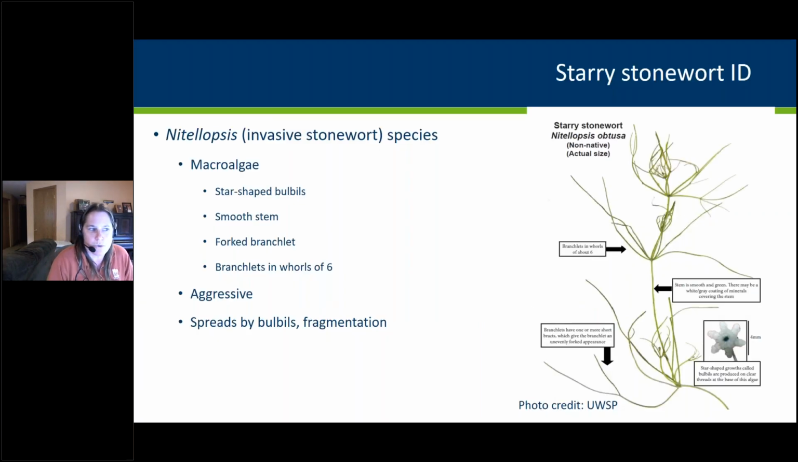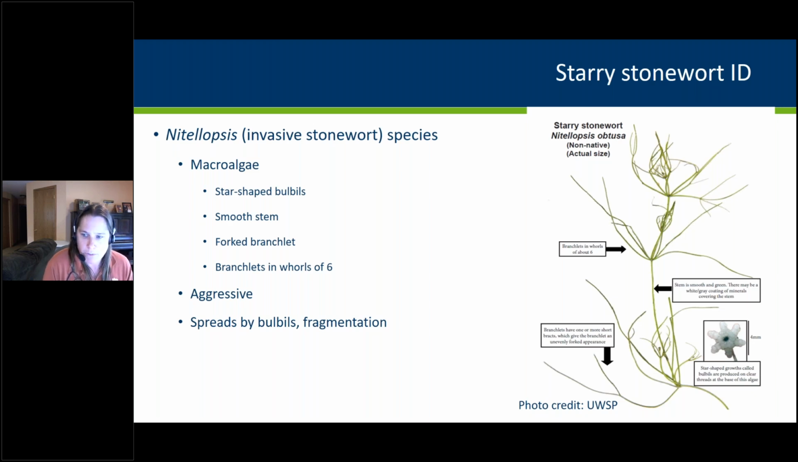I just want to give you a brief overview about starry stonewort. It is a freshwater green algae and it's found in the plant kingdom. There are some key identifiers that I want to point out. It includes the star-shaped bulbils. It has this smooth stem, much like a lot of the native stoneworts that you will encounter.